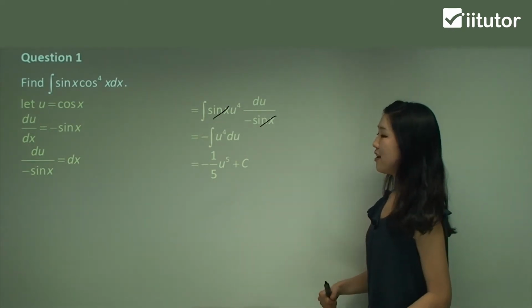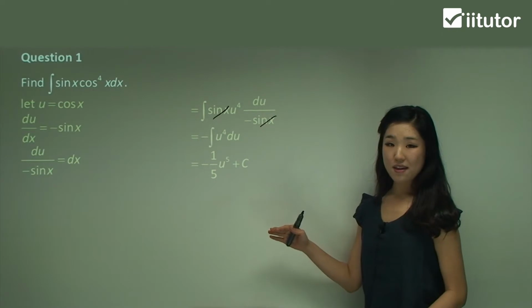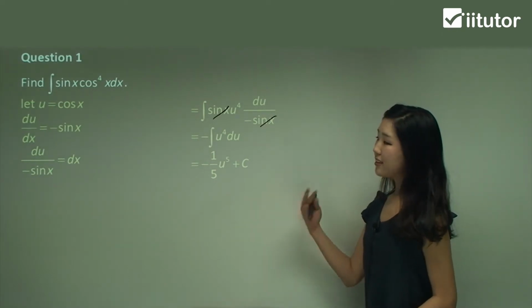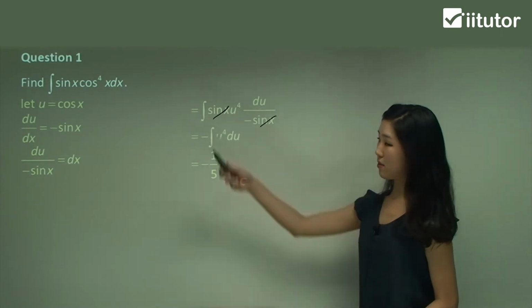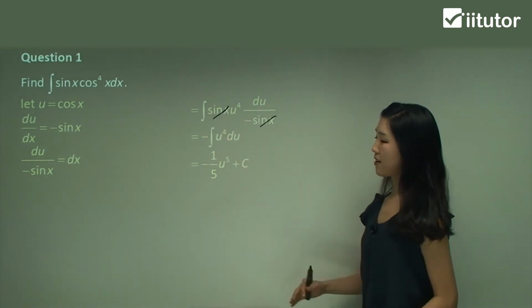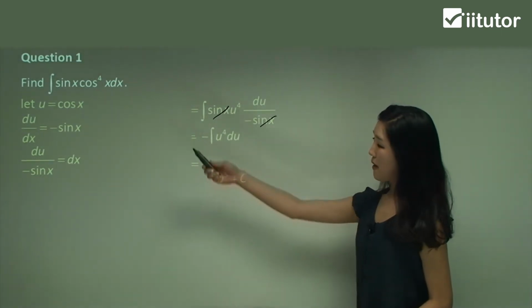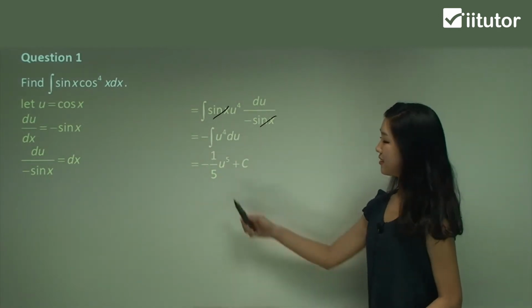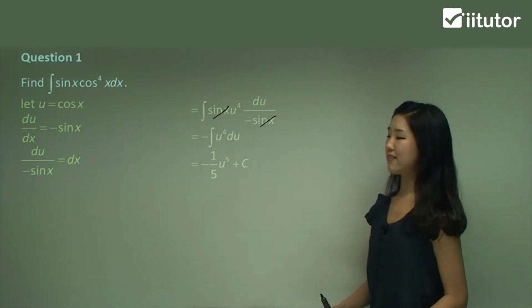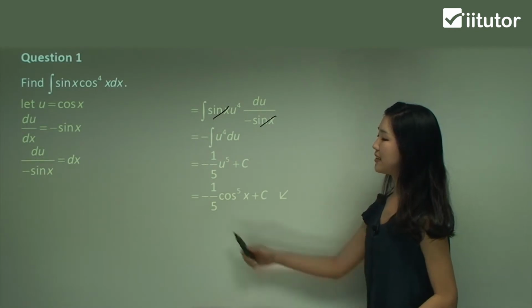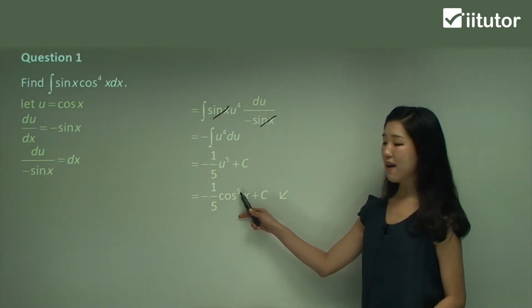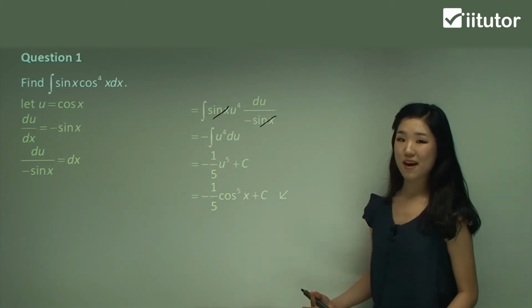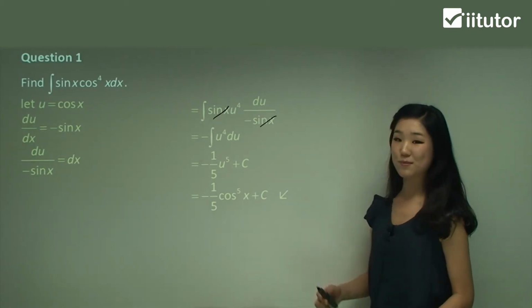So that's my integral, but make sure you don't stop there. Remember, I don't want to solve in terms of u, I want to integrate in terms of x. That's what the question asks. So I must go back to my x. Remember how u equals cos x? So I'm going to replace this u with cos x. So it simplifies to negative 1 over 5 cos x to the power of 5 plus c. And that's my final answer, and that's the solution for question 1.